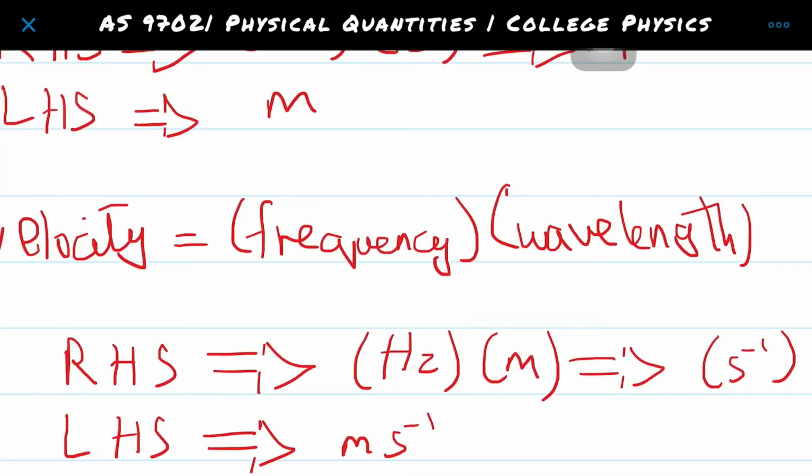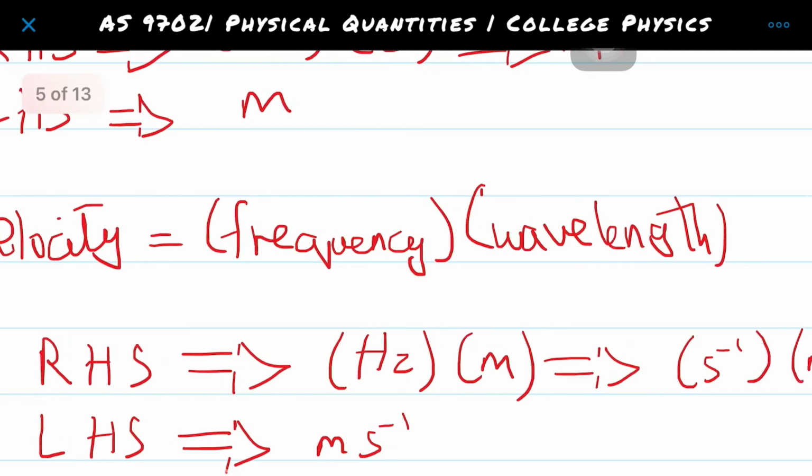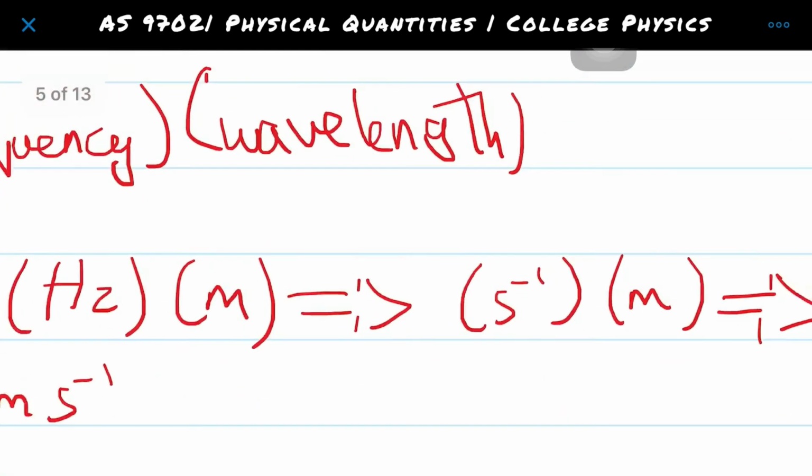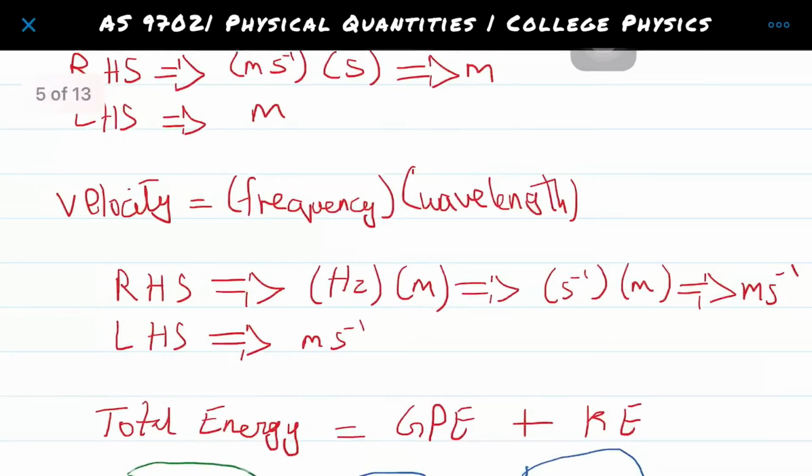Moving on to velocity. Velocity is basically frequency into wavelength, right? Because v is equal to f into wavelength. On the right hand side, we've been given frequency into wavelength. We know that the unit of frequency is hertz and the unit of wavelength is meter, because wavelength is a sort of length.